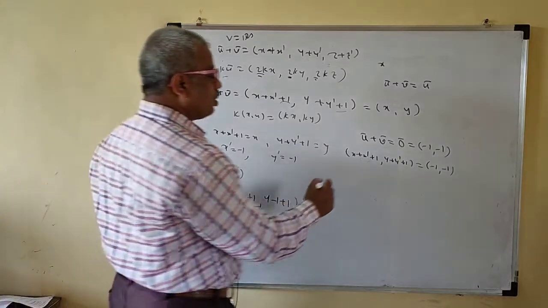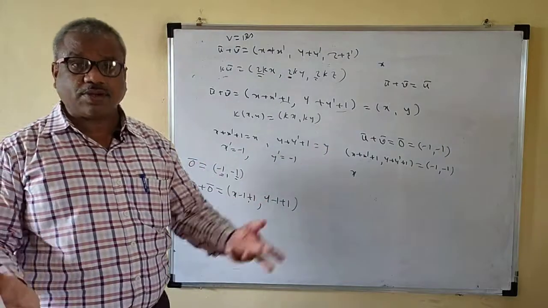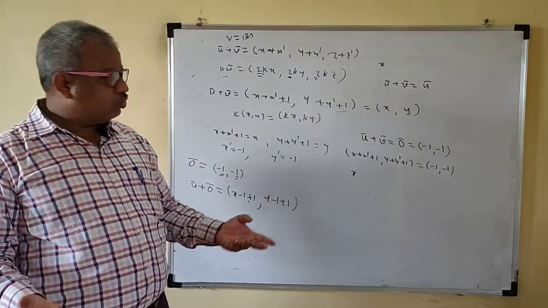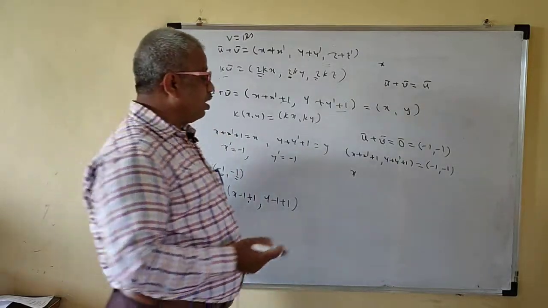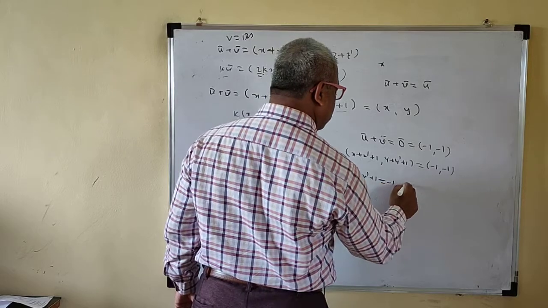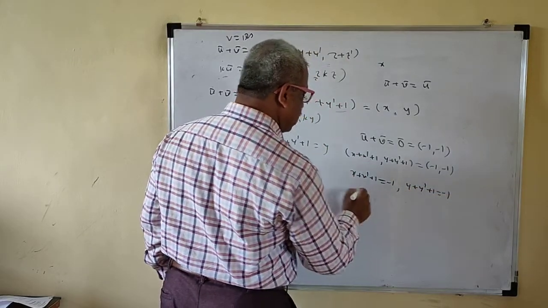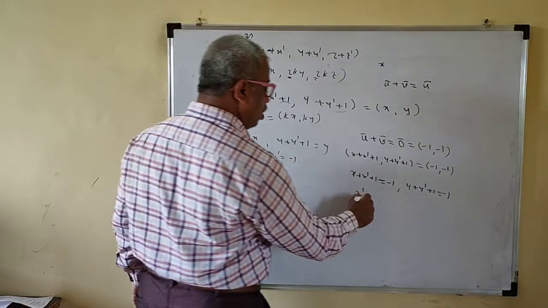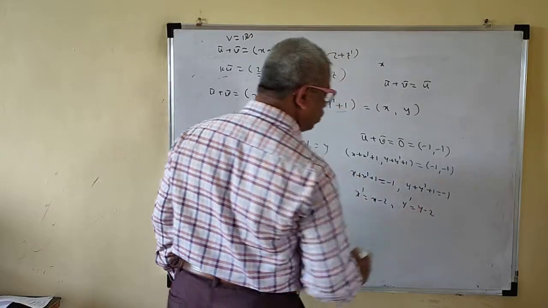Minus 1. Okay, so that means what here? X prime. You want this v bar in terms of u bar now. So u bar is in terms of x bar. You want v bar also in terms of x. Okay, so x plus x prime plus 1 is equal to minus 1. Y plus y prime plus 1 is equal to minus 1. That means x prime is equal to what? X minus 2. Y prime is equal to y minus 2.